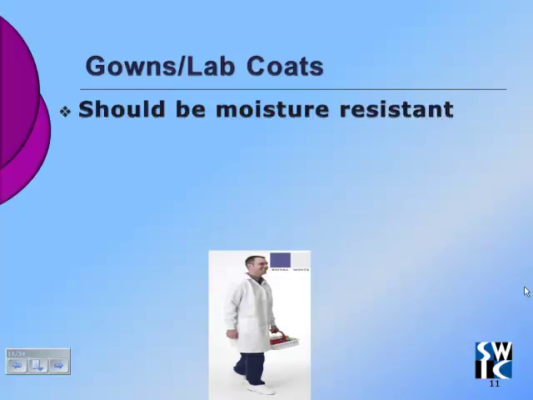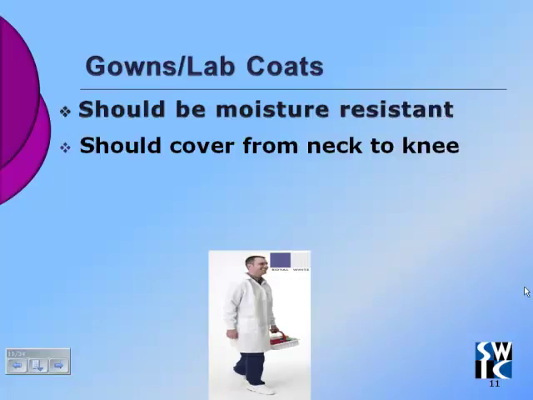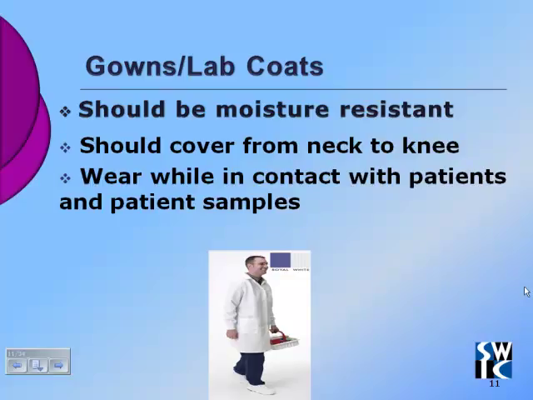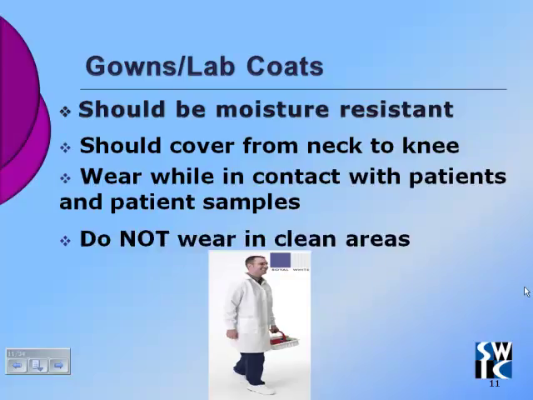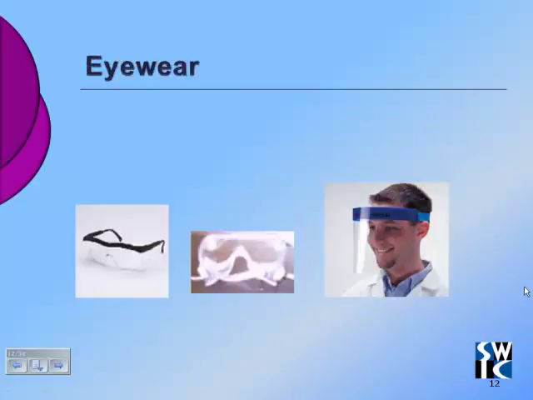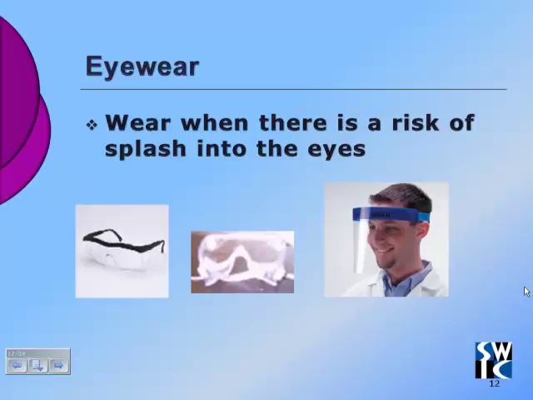Gowns or lab coats should be moisture resistant and should cover from neck to knee. You should wear these while in contact with patient samples and with patients. You should not wear lab coats into designated clean areas. Eyewear is available whenever there is a risk of splash hazards. Normal vision glasses are acceptable in most cases, but specialty safety eyewear is also available and should be provided when necessary by your employer.